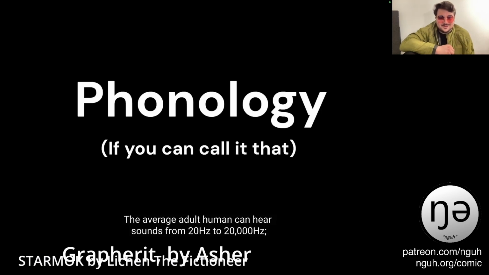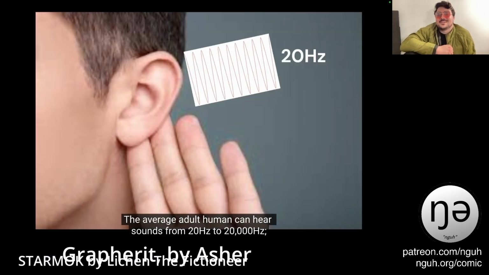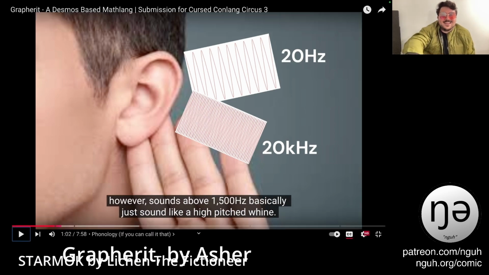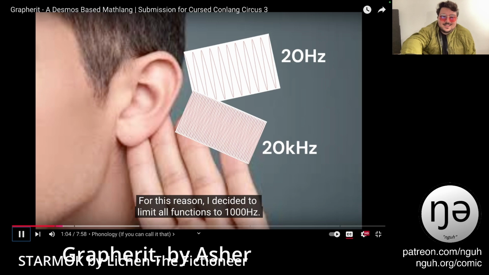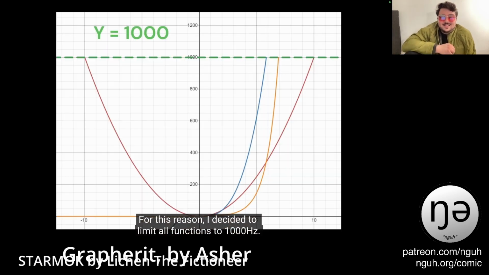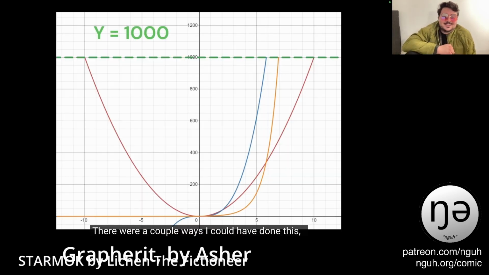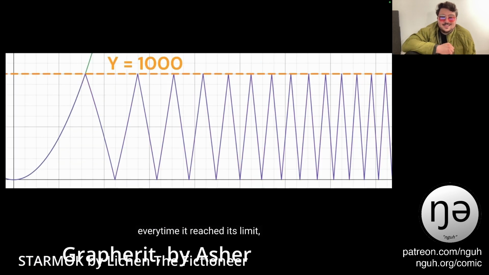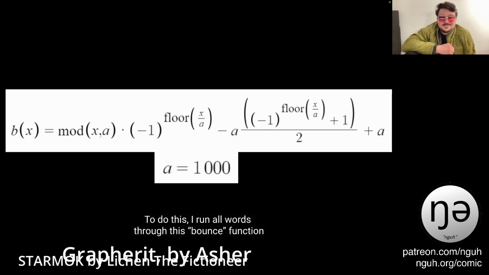The average adult human can hear sounds from around 20 Hz to around 20,000 Hz. However, sounds above 1,500 Hz basically just sound like a high-pitched whine. For this reason, I decided to limit all functions to 1,000 Hz. There were a couple ways that I could have done this, but I thought it would be cool to make the function bounce every time it reached its limit, like you can see in this graph. To do this, I run all words through this bounce function.